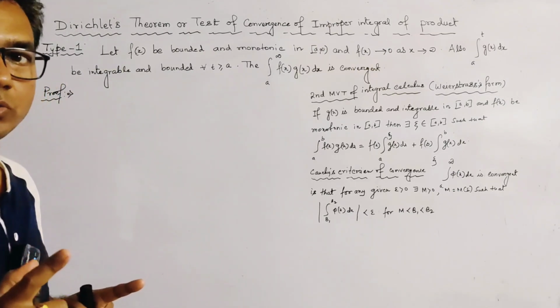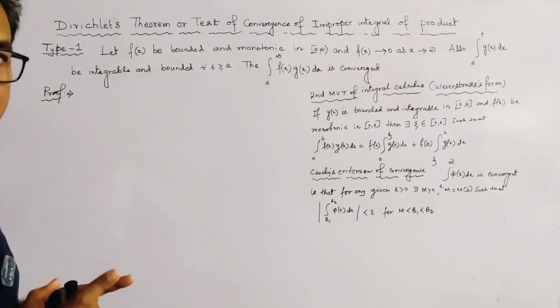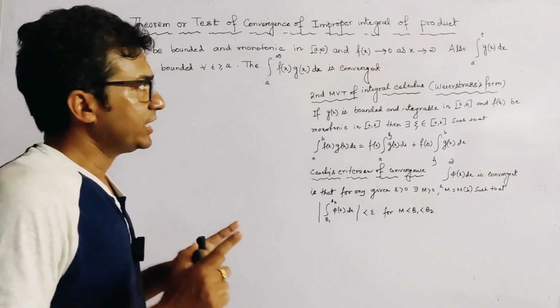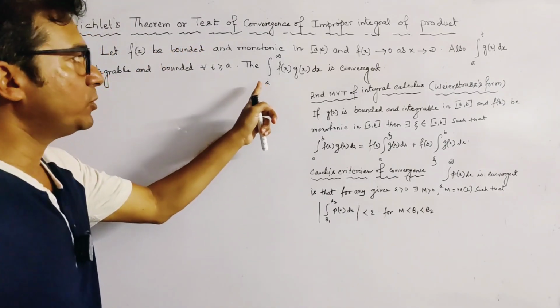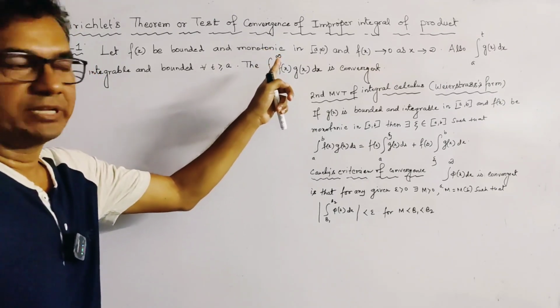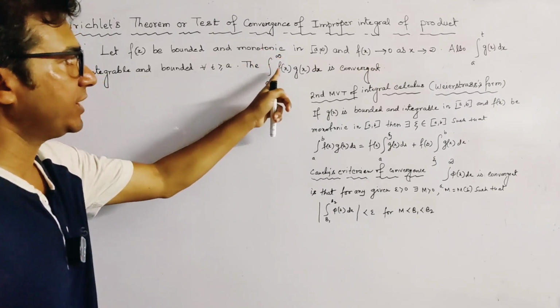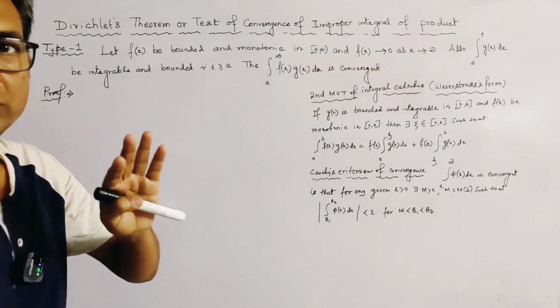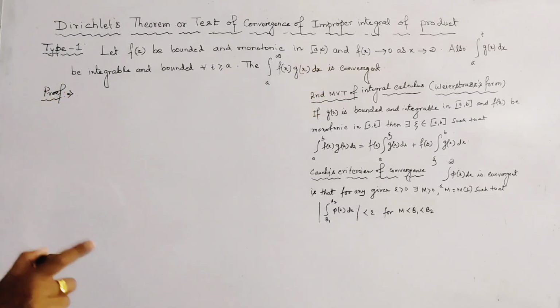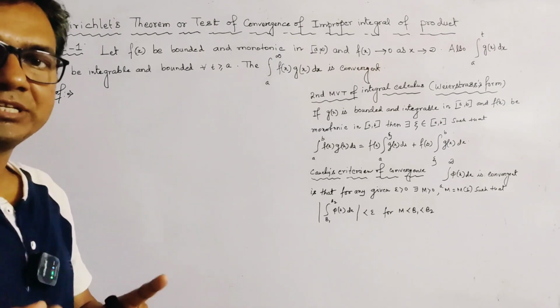In type 1 we take the integration whose range is infinity. That is, the range is infinity, so the impropriety is in the range, that is, integration a to infinity f(x) g(x) dx. Okay, now see the statement of the first type Dirichlet test.